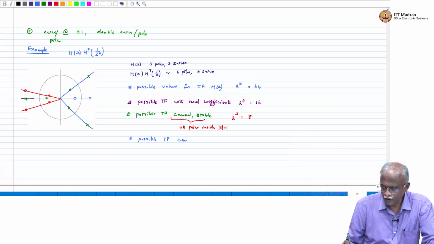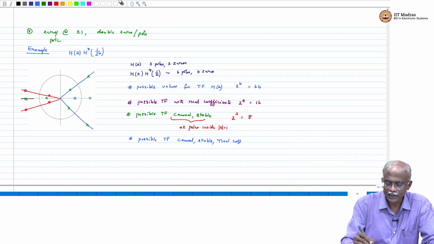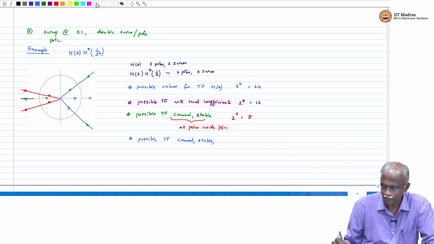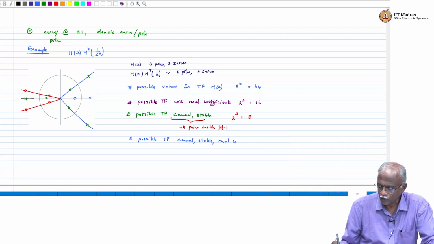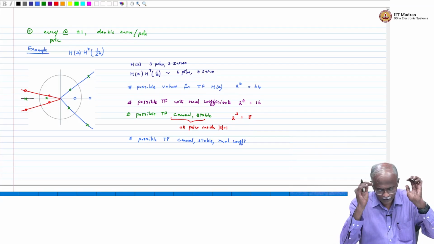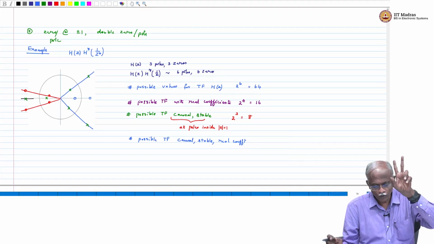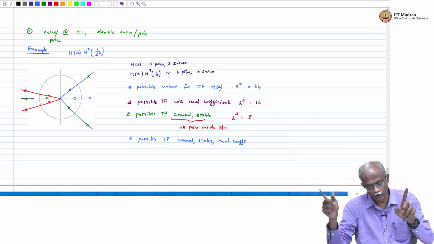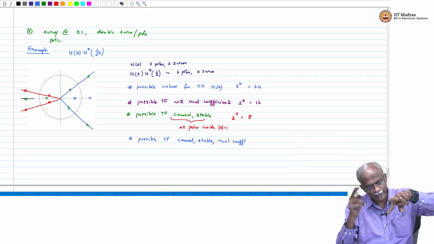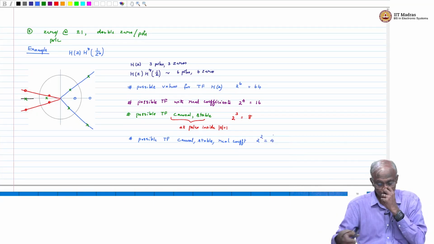that are causal, stable and real valued, with real coefficients. How many such combinations can you find? Real coefficients. Okay, now that means the zeros and the poles have to be taken as complex conjugate pairs. The poles anyway are constrained because you can only take them inside the unit circle. So the zero that's on the real axis, inside or outside. The complex conjugate zeros you can take inside or outside. There are basically only 4 choices. So 2 to the power of 2, that's equal to 4.